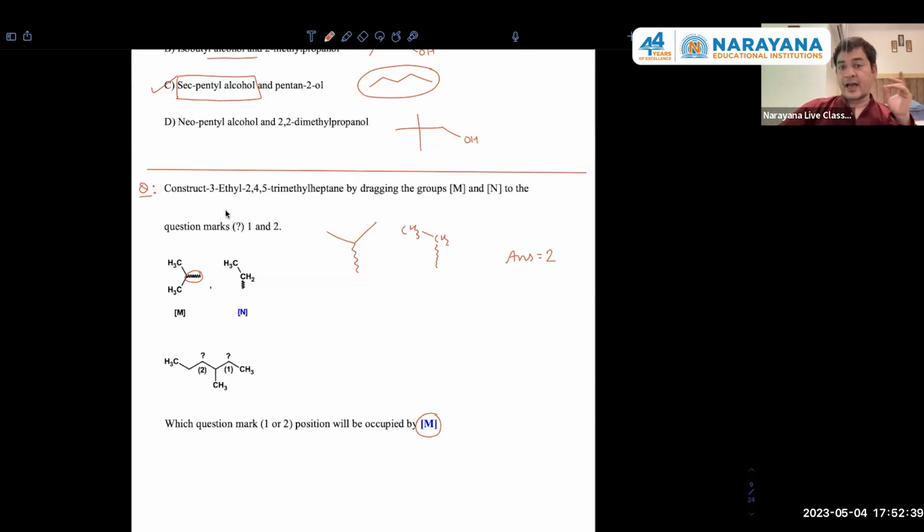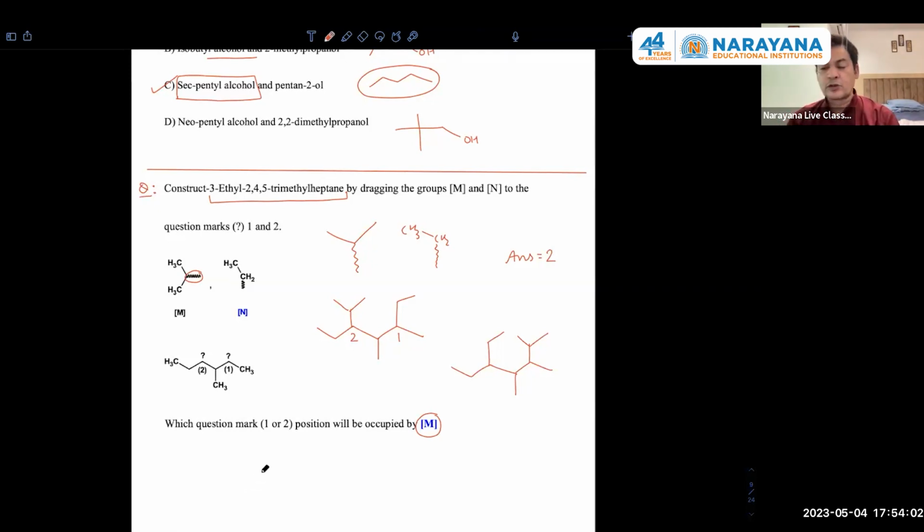And what they are actually asking is to construct the compound 3-ethyl-2,4,5-trimethylheptane. Any doubt? Okay, let me check first. Suppose this is the 2 position, this is the 1 position. At 2, suppose I place this group and at 1 I place this group, and in the other scenario I place this group and here I place this group. Now you simply check the IUPAC naming.